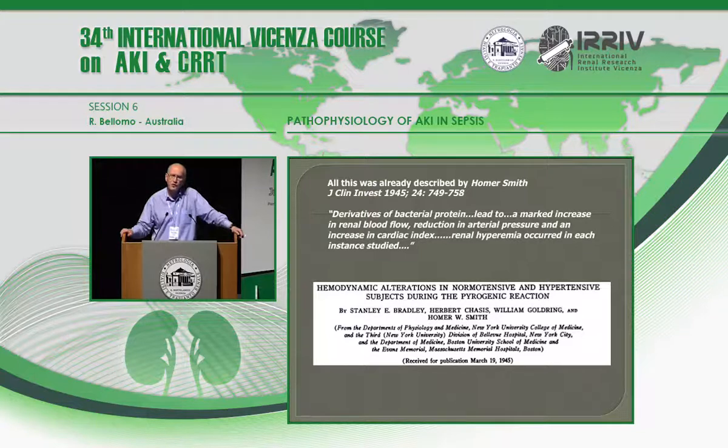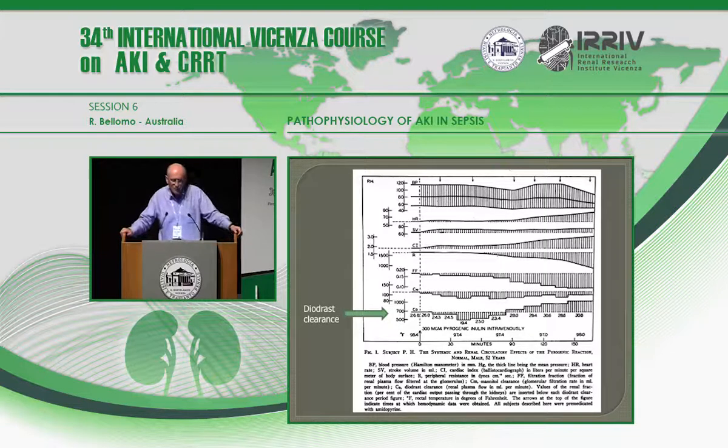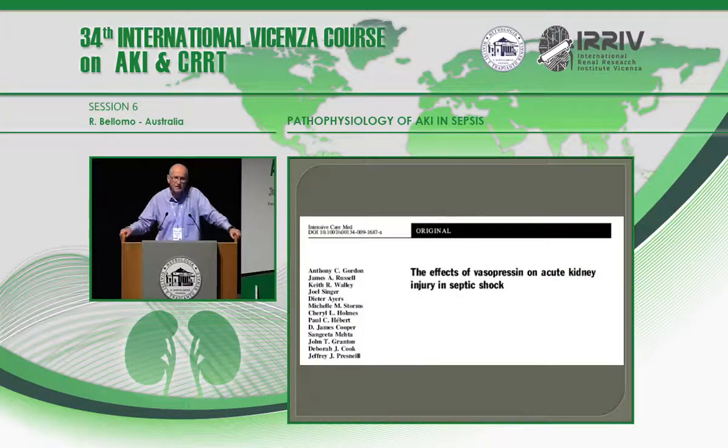And in fact, if you go back to the 1940s, with work done in humans by Homer Smith, the father of American nephrology, and you measure renal blood flow with the technology available at the time, which is diodrast clearance, you can demonstrate that after the administration of pyrogen, there is a significant increase in renal blood flow despite the loss of clearance. We also have indirect data in human beings.